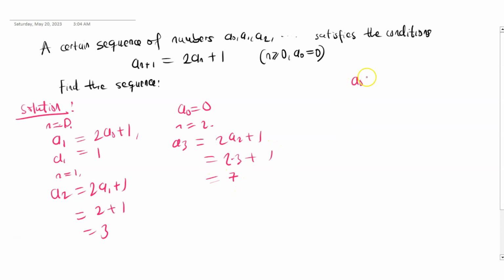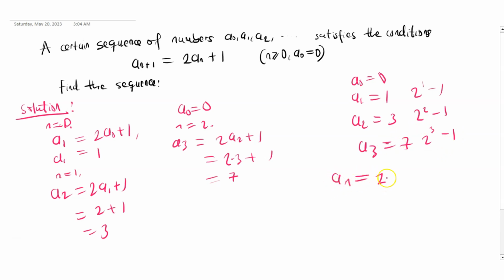Here we get that a sub 0 is 0, a sub 1 is equal to 1, a sub 2 is equal to 3, and of course a sub 3 is 7 as well. So these numbers actually resemble the powers of 2 minus 1. So this is just 2 to the power of 1 minus 1, this is 2 to the power of 2 minus 1, and this is 2 to the power of 3 minus 1. So we should conjecture that a sub n should be equal to 2 to the n minus 1, and we can prove this by induction.